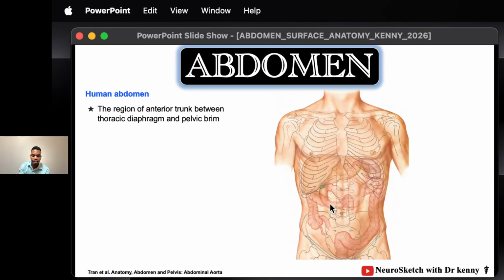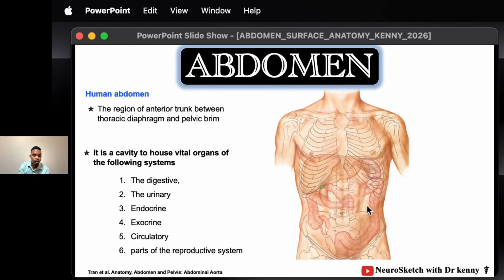Then the abdomen is the cavity that houses the vital organs for the digestive system and urinary system. Remember, you have kidneys and ureters. You have endocrine glands, for example, the adrenal glands, that are all found within the abdomen. We have exocrine glands. Remember, also, the pancreas can be endocrine or exocrine. Don't worry about it. You have a separate discussion about that one.